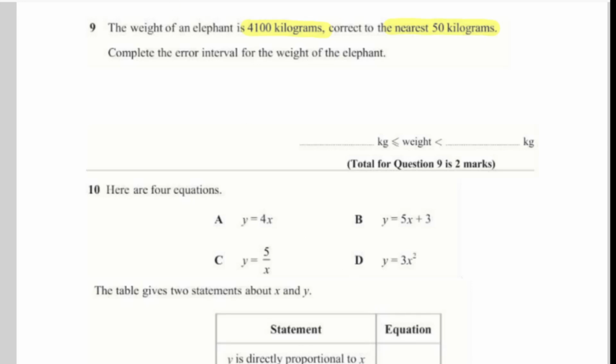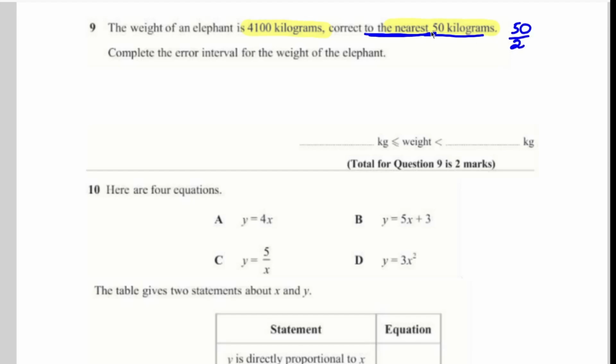This is the keyword of this question: to the nearest 50 kilograms. Pick that one, nearest 50 kilograms. You have to underline that whenever you get it. To the nearest what? In this question, 50. Get that one and divide it by 2.